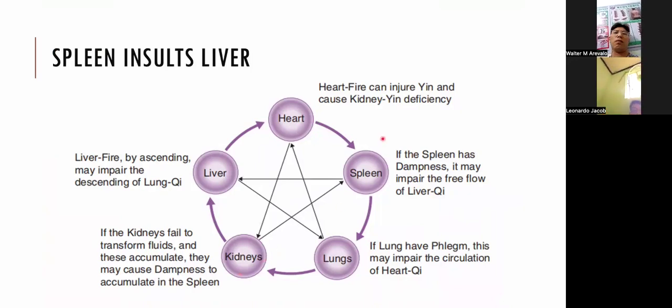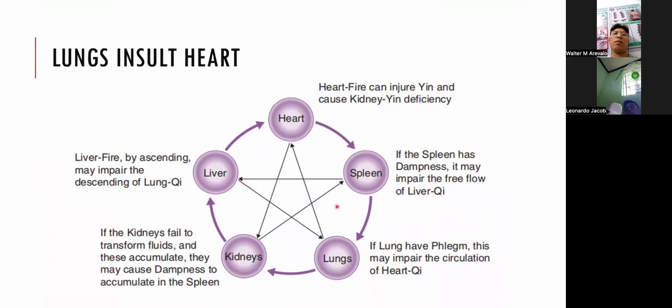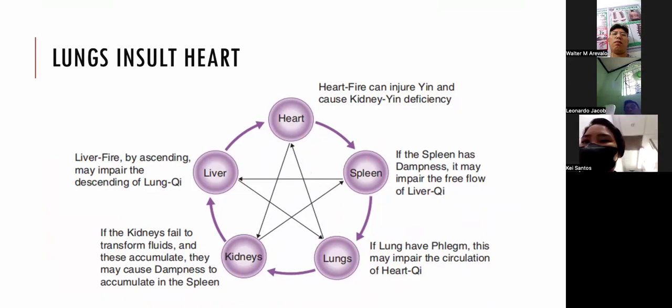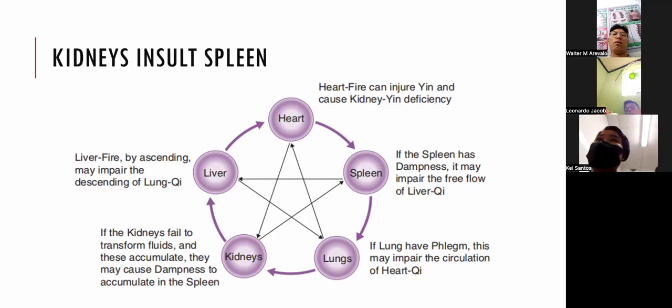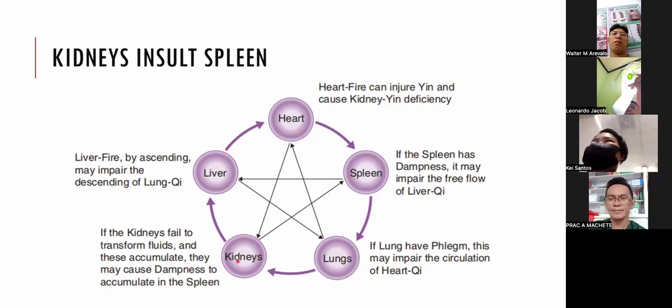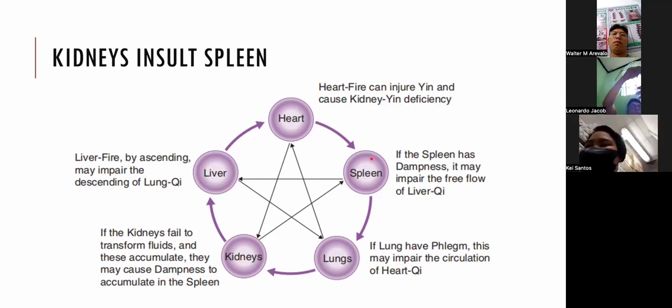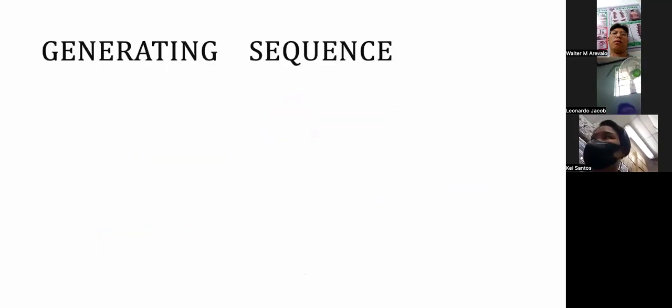The spleen insults the liver. If the spleen retains dampness, this can overflow and impair the free flow of liver qi. The lungs insult the heart. If the lungs are obstructed by phlegm, they can impair the circulation of heart qi. The kidneys insult the spleen. If the kidneys fail to transform fluids, the spleen will suffer and become obstructed by dampness.